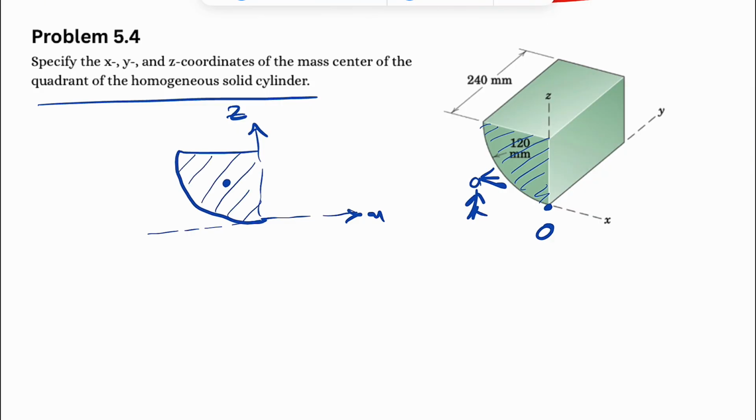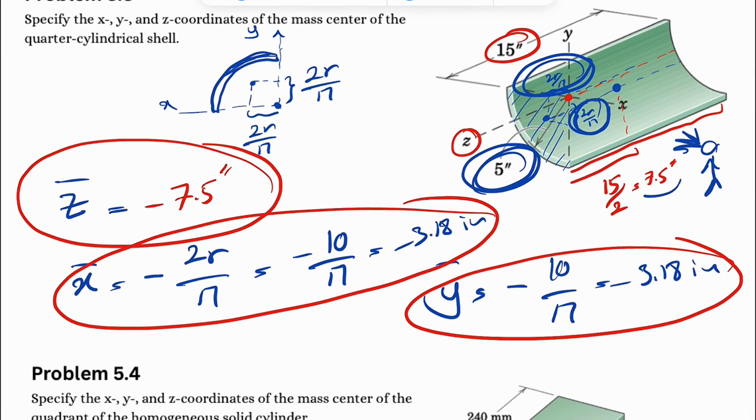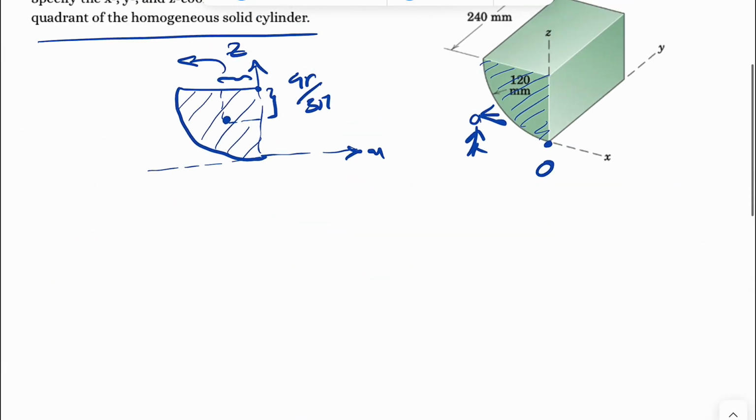For the quarter circle, the center of mass would be somewhere in here, and the distances that we have are these two, and that would be 4r divided by 3 pi. Again, that's different from the previous example because that was just an arc, so it's empty in the non-shaded areas. So we have a different value in here.